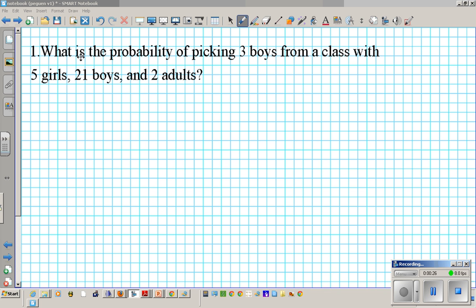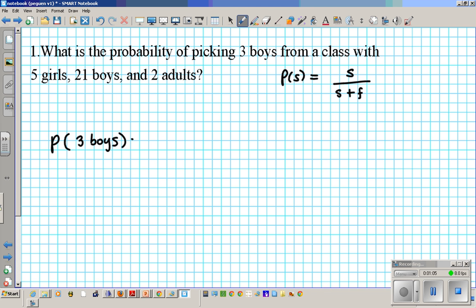Which reads, what is the probability of picking 3 boys from a class with 5 girls, 21 boys, and 2 adults? All right, so basically we know what probability of an event is. Probability of success is basically success over success plus failure. So probability of having 3 boys is going to be a selection that guarantees success.